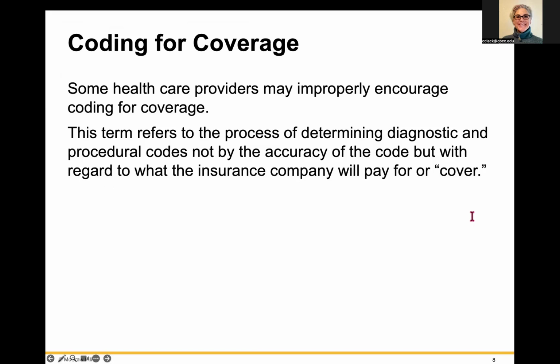The difference between coverage rules and coding for coverage is really important to understand. It's appropriate knowing coverage rules so you can make sure the documentation clearly supports the service. But it's not appropriate if changing the code is going to match the payer's coverage list when the chart doesn't support it. So it's super important to code for the documentation and not the coverage.